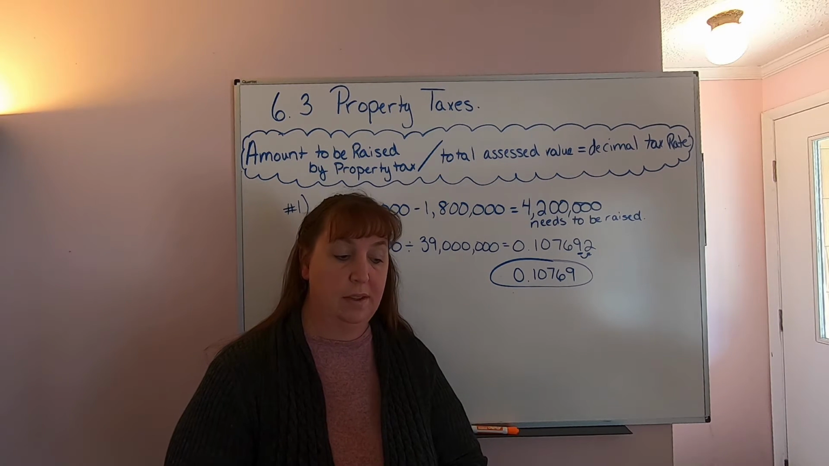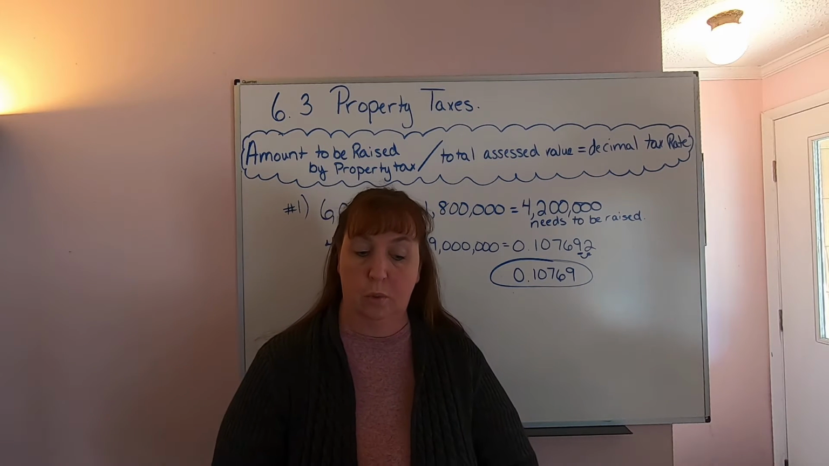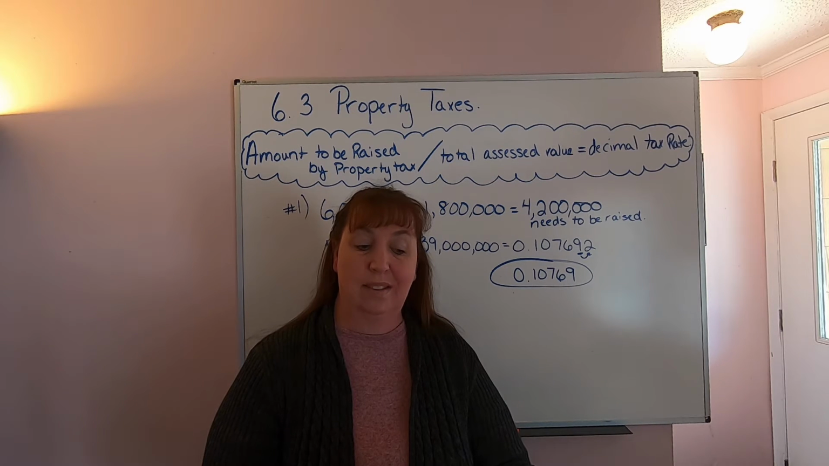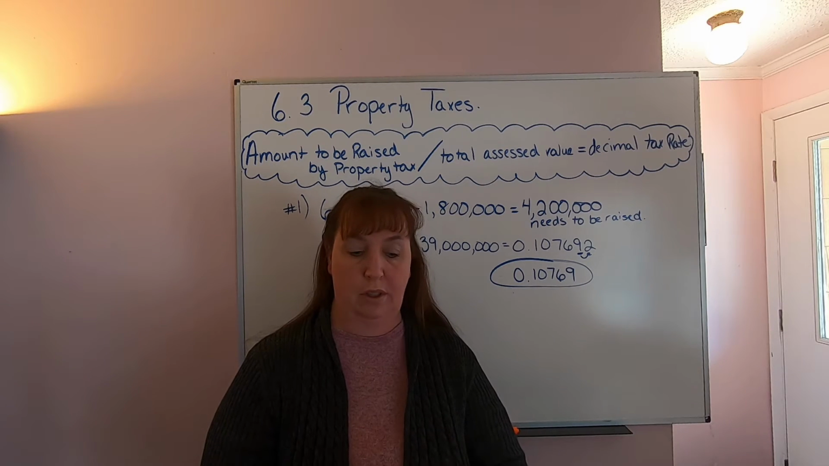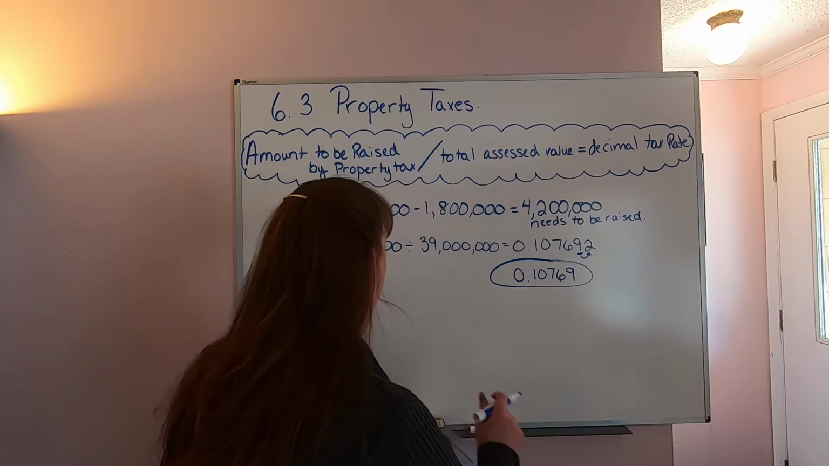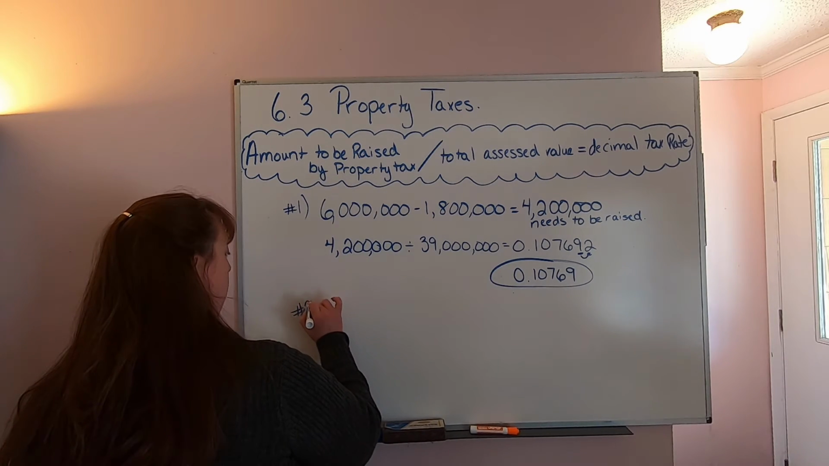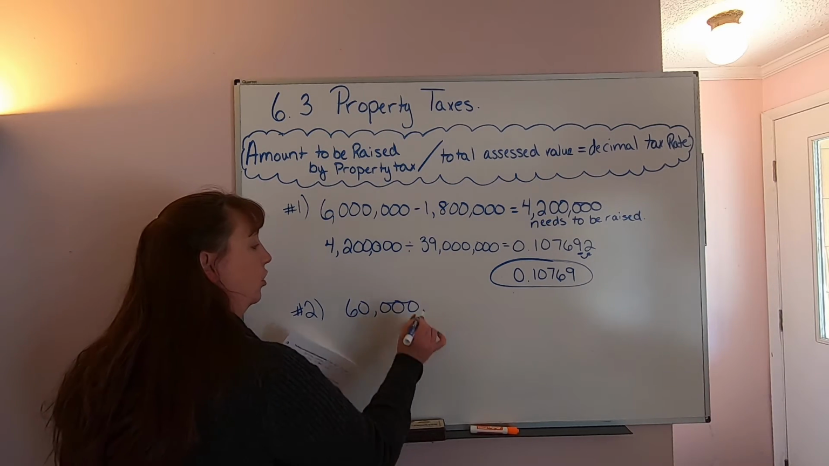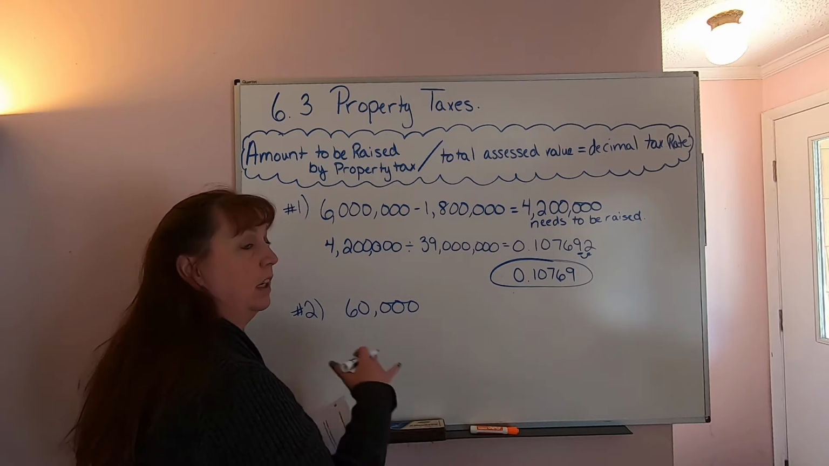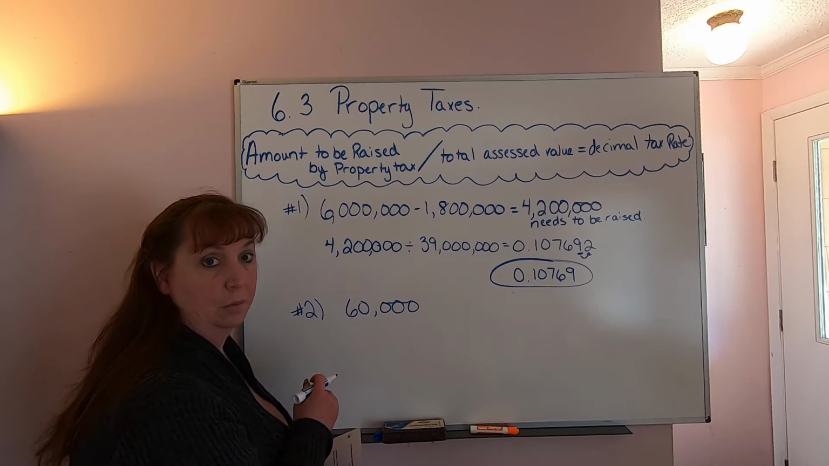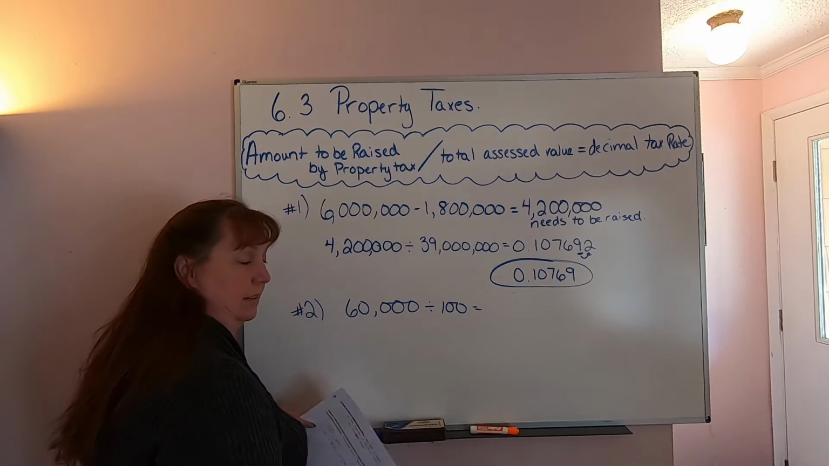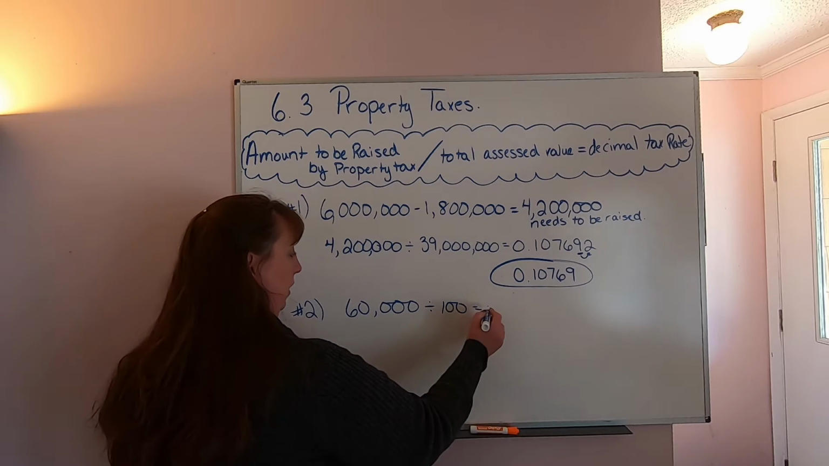So example 2 says calculate the property tax due on the Watson property when the rate is stated as $6.20 per every $100, and the assessed value on this property is $60,000. So what they're saying is you're going to pay $6.20 for every 100 of this $60,000 property. So we need to divide it by 100 and see how many hundreds are in 60,000, which would be 600.